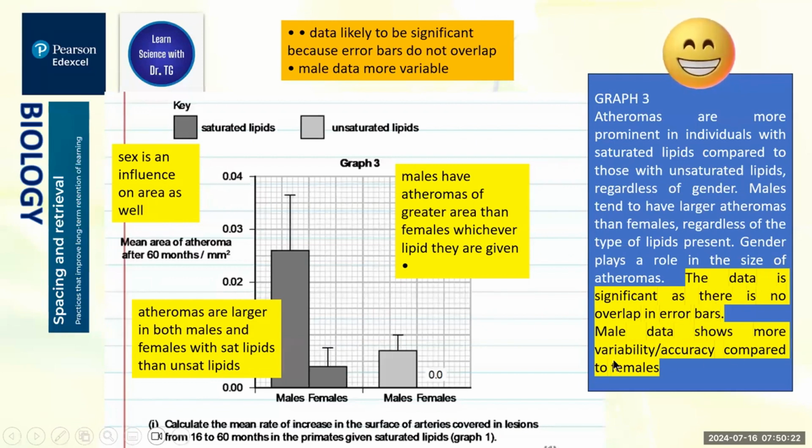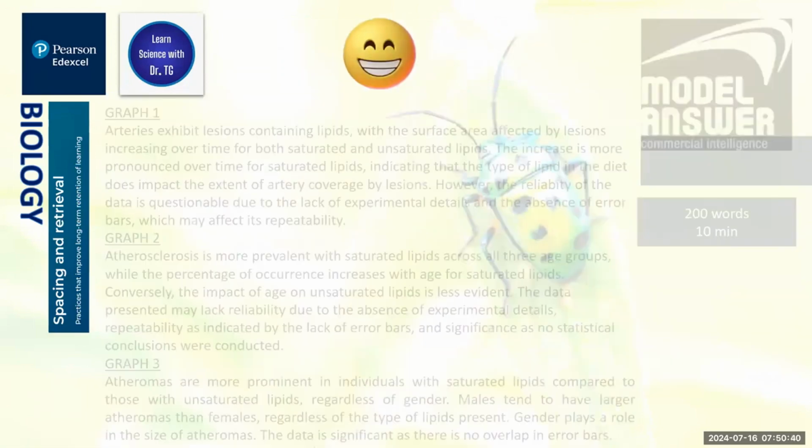Male data shows more variable accuracy compared to female. That means the error bar, the length, is longer for this and shorter for this. So as I told you, accuracy of the data we can also judge with the error bar. So I summarize everything in this slide now.